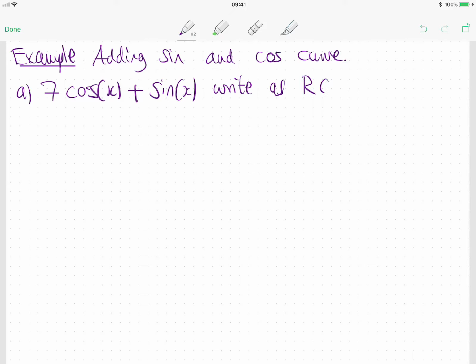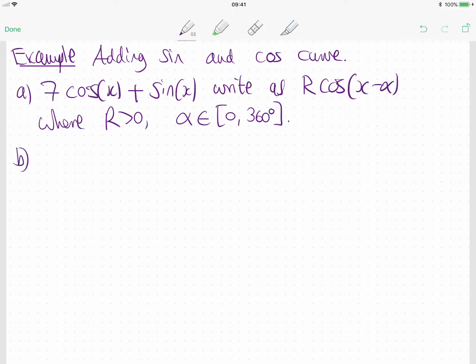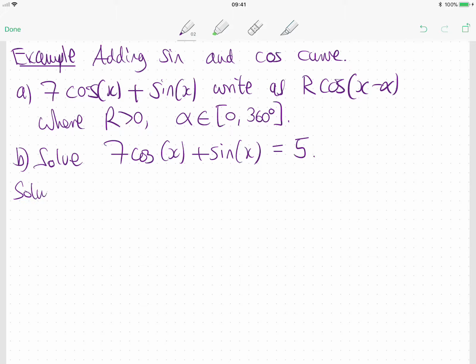The form I'm going to write it in is r cos(x − alpha), where r is positive and alpha is between 0 and 360 degrees. The next part of the problem looks at some application. In particular, let's look at how to solve the equation 7 cos x plus sine x equals some number. I'm just going to pick the number 5 here.